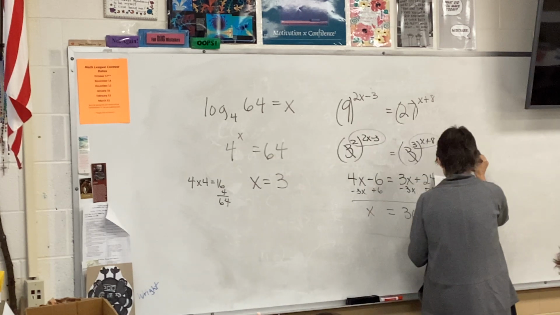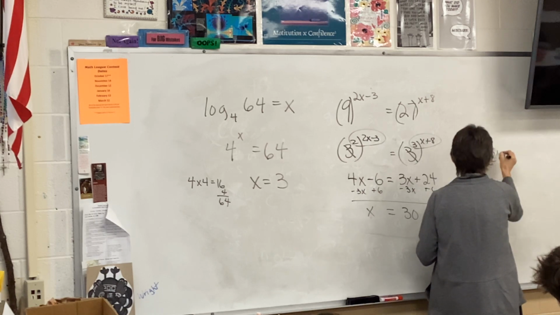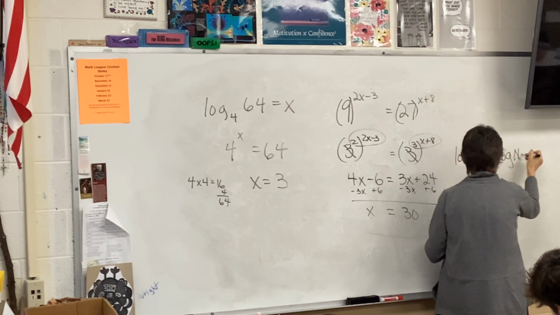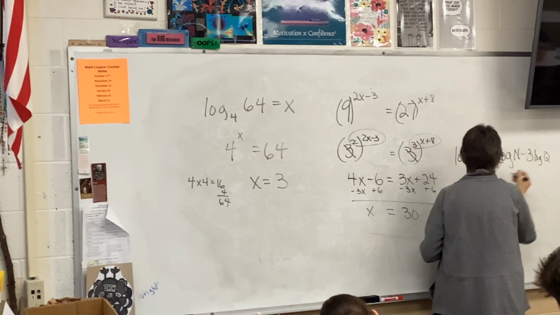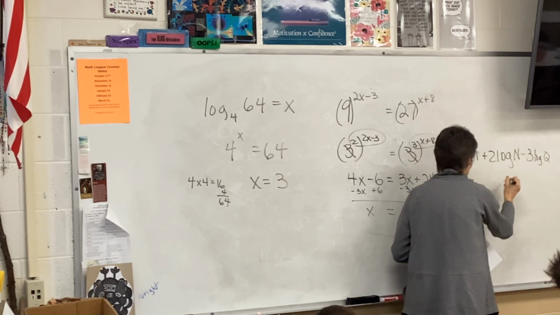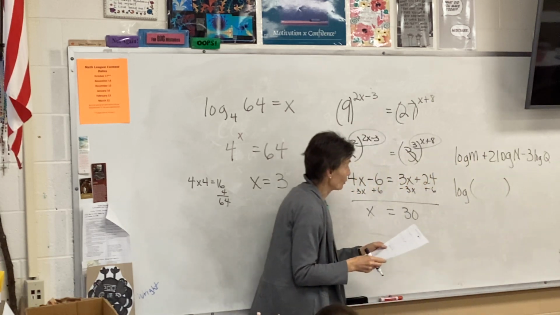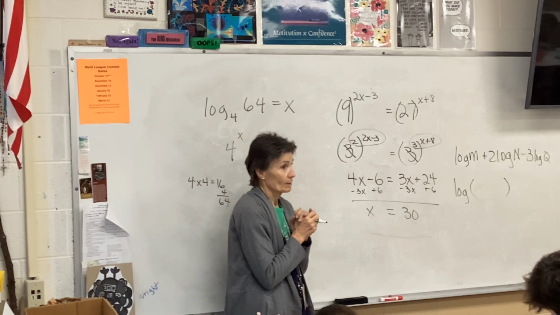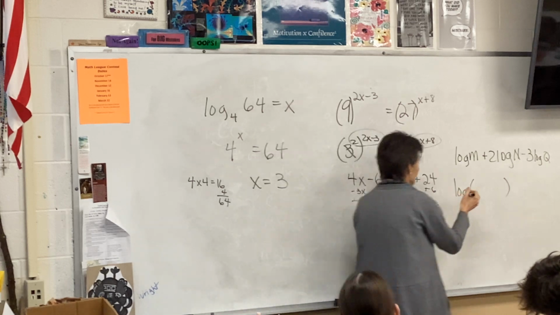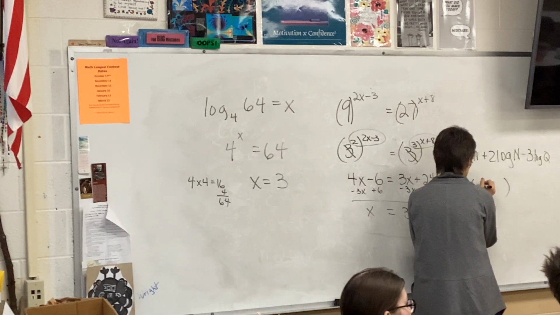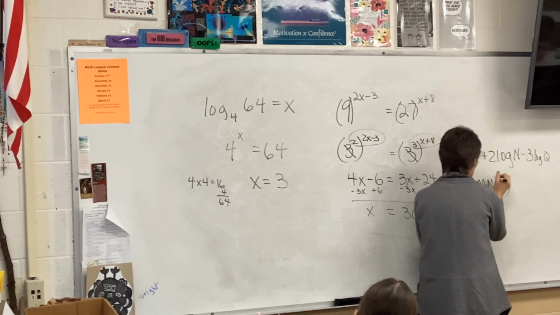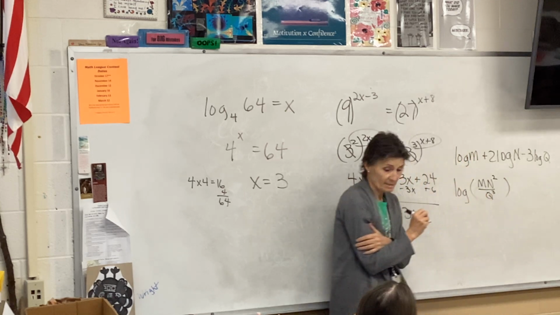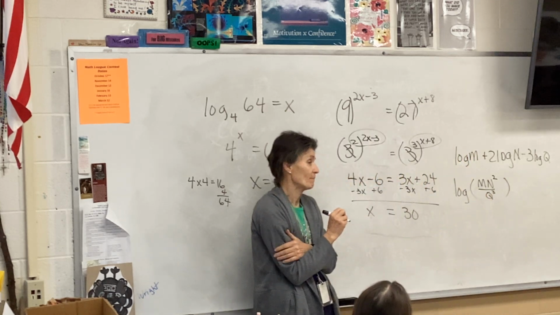Now we've got a bunch of logarithms that we have to write as 1. So write as a single logarithm. Would it be n times n squared over q? Like that? Yeah. Let's see.